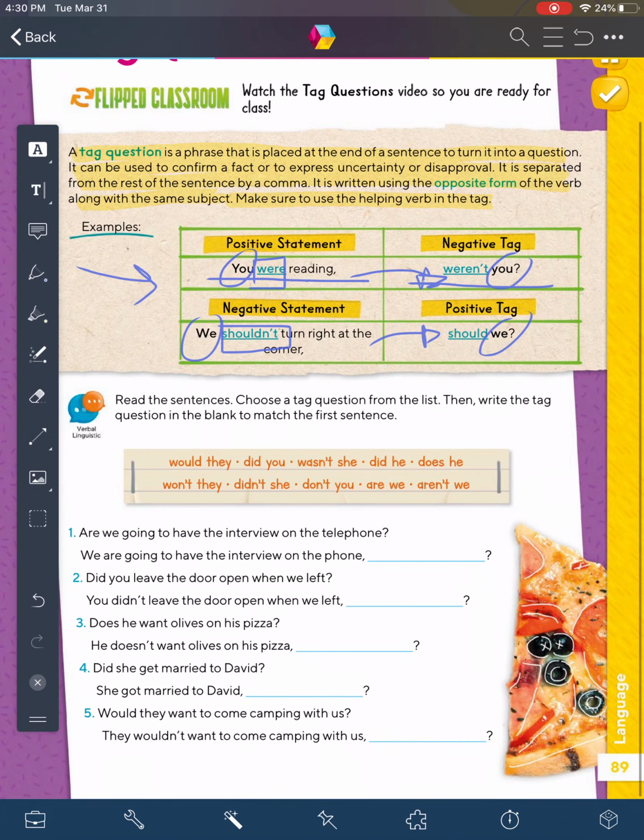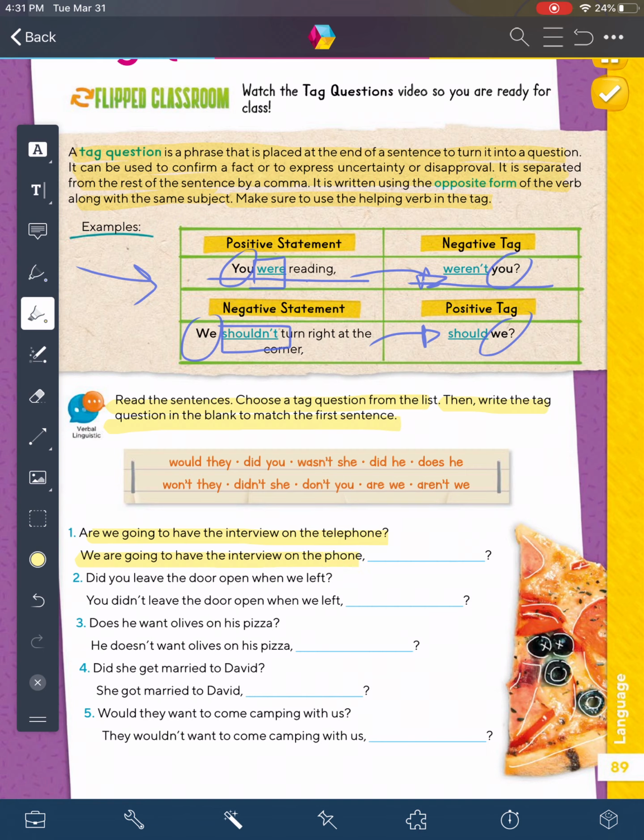Let's read all together. Read the sentences. Choose a tag question from the list. Then, write the tag question in the blank to match the first sentence. So, we have the first sentence here. Are we going to have the interview on the telephone? That is in a question form, right? And as a statement, it says, we are going to have the interview on the phone.